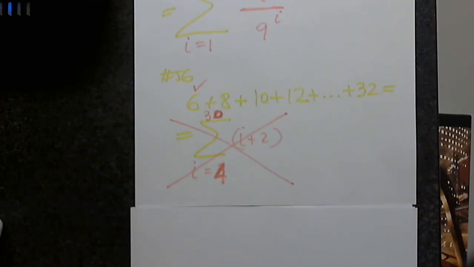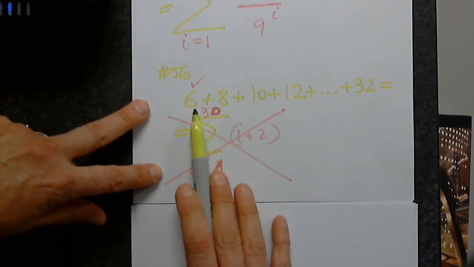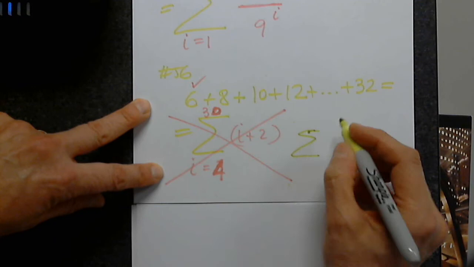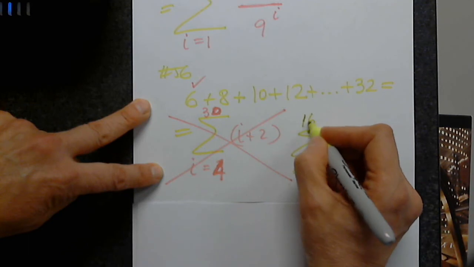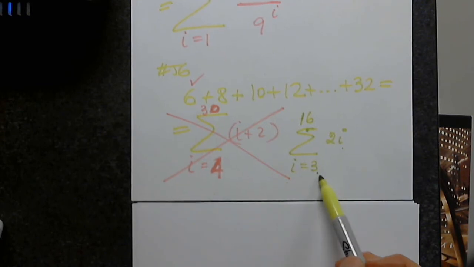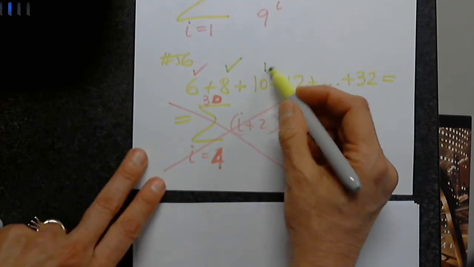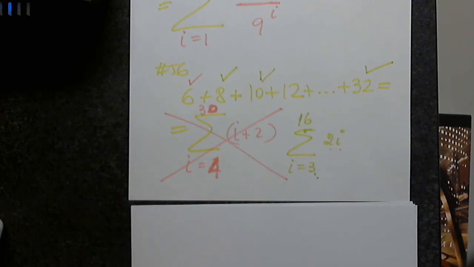Let's try to find a pattern first of all. Something plus 2, right? So i times 2, yes, with that I agree. From 3 to 16. That makes more sense. Okay. When i equals 3, 2 times 3 is 6, yes. When i equals 4, 2 times 4 is 8, yes. When i equals 5, 2 times 5 is 10. When it's 16, 2 times 16 is 32, yes. So the sum from i equals 3 to 16 of 2 times i.